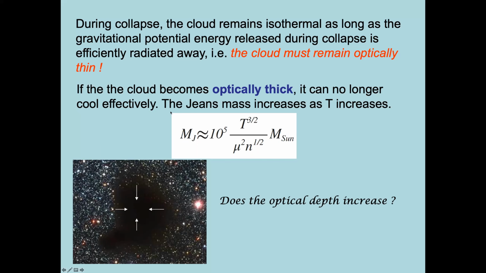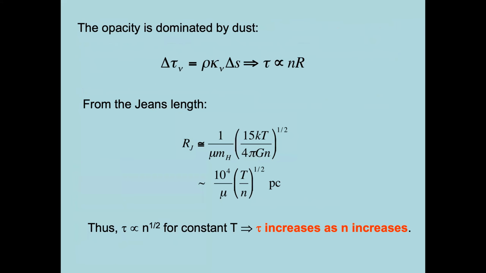It can no longer cool effectively, so the temperature is increasing. So the Jeans mass is increasing, and then you get larger regions that can become stable. So the question now, instead of asking how the fragmentation starts, is: does the optical depth increase? This is now the question to answer. Let's look at that.